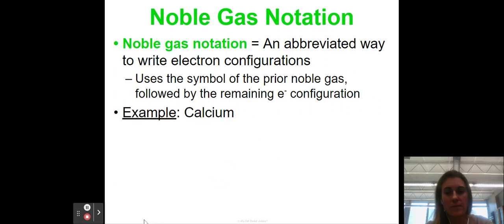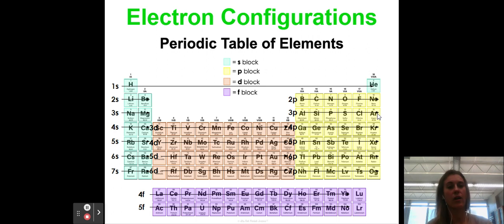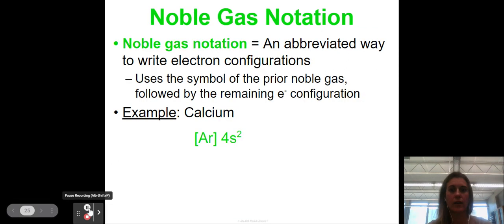So for example, calcium. If you look at calcium, it is right here, number 20. All right, so instead of writing 1s2, 2s2, 2p6, 3s2, 3p6, 4s2, what we would do for this is we would go backwards. We always have to go backwards to the previous or prior noble gas. In this case, it would be argon. And we would write Ar, its symbol, and then we would put it in brackets. Again, this is just the way they do it. So argon in brackets, and then you would say 4s2. So it means like argon's configuration plus that.